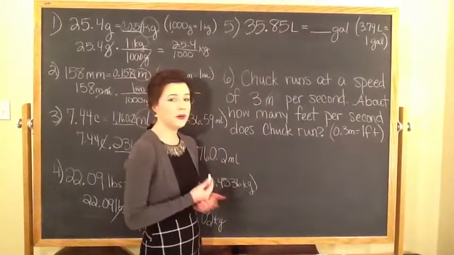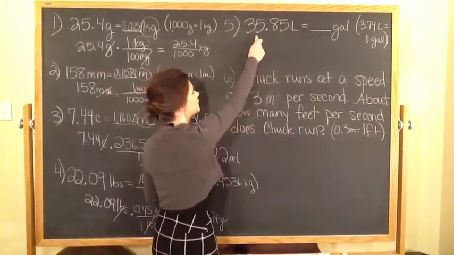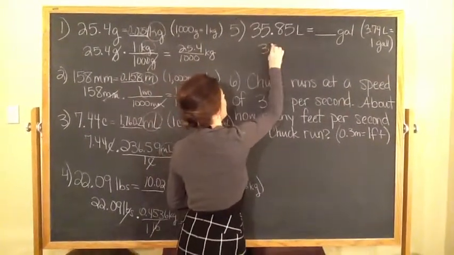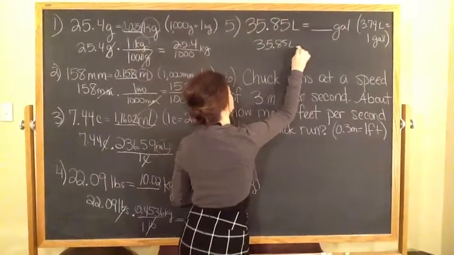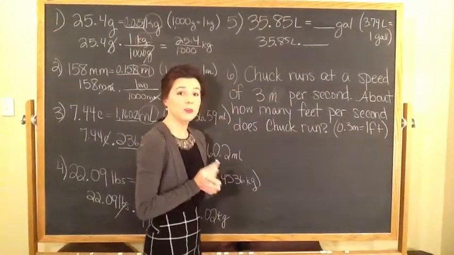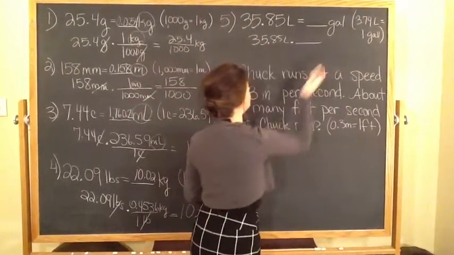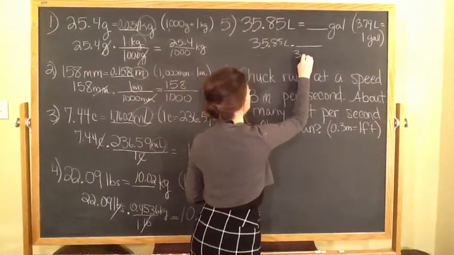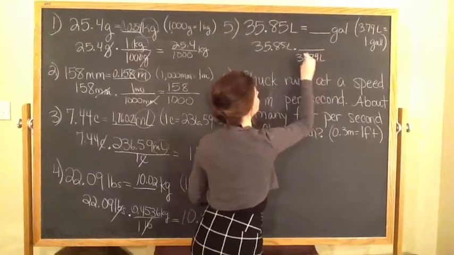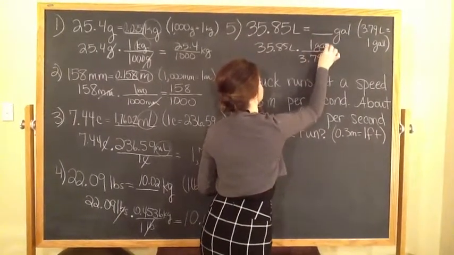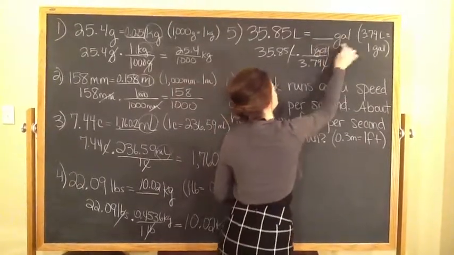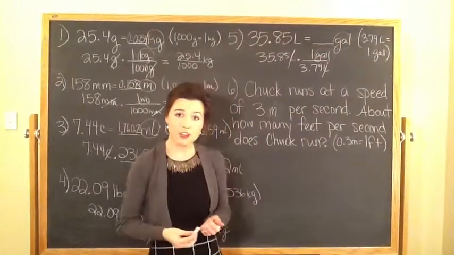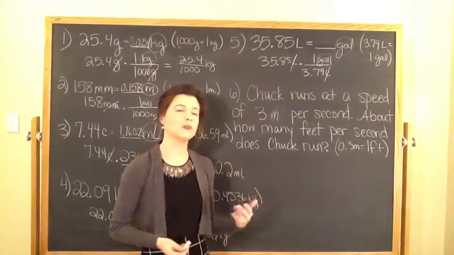And now we're going to make our ratio. So first of all, they've given us 35.85 liters. And we're going to multiply by the ratio. So let's look at our information, and we're going to put 3.79 liters and then 1 gallon in the numerator. Our liters are going to cancel out, and we're left with gallons, which is what we're solving for. So we know that we've set it up correctly. So now let's just multiply across.